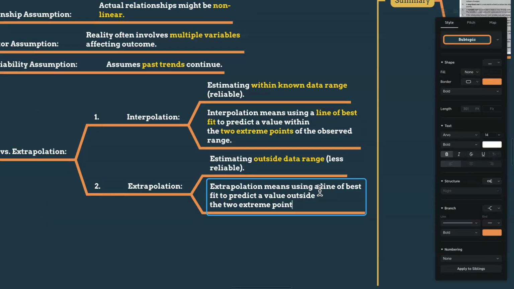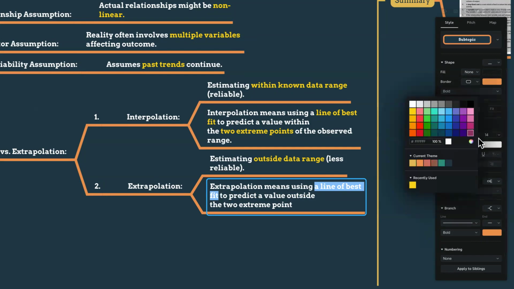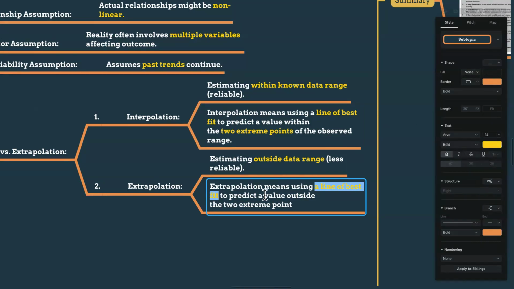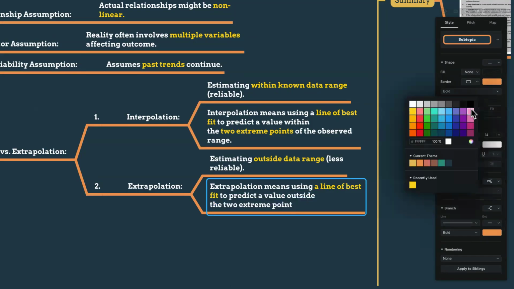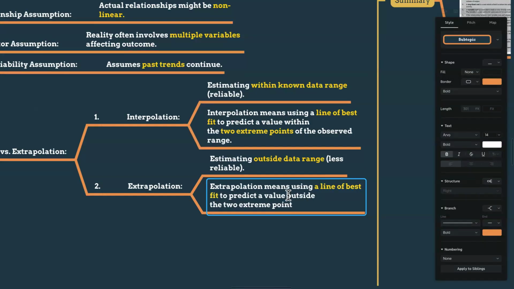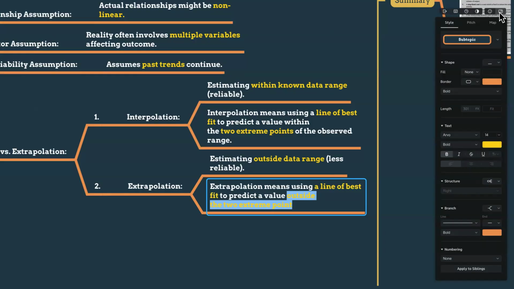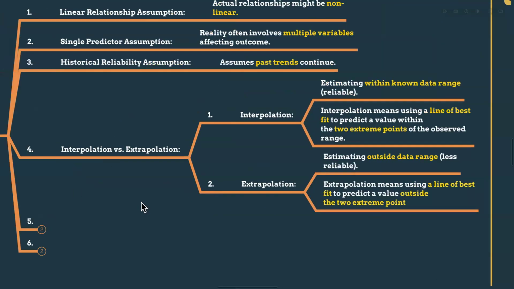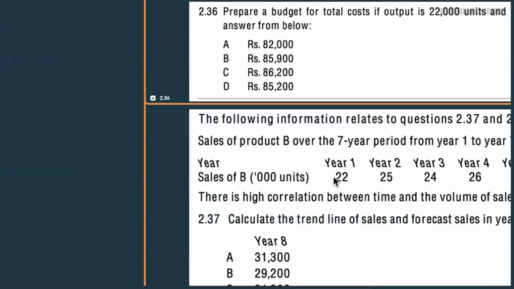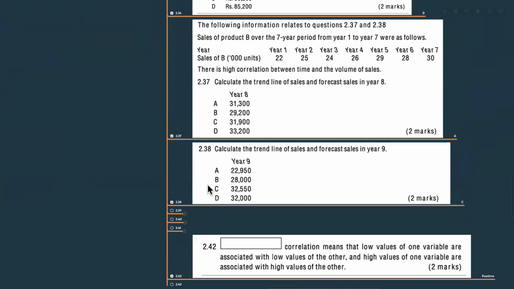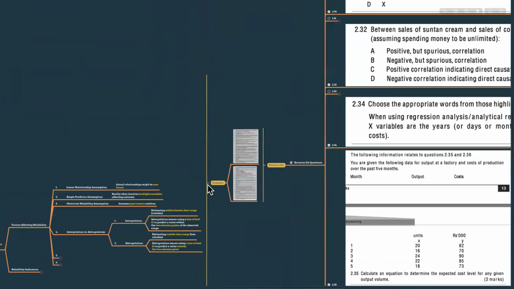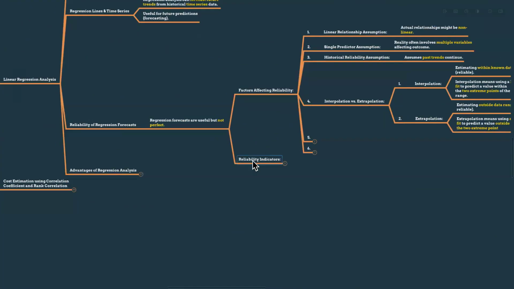So extrapolation means using a line of best fit, that may be a formula, to predict a value outside the two extreme points, the lowest and highest values. That is extrapolation, right? So you have to know these theory areas to do some sorts of questions. And there is a question about interpolation and extrapolation, but I don't know where it is. So when it comes, we will discuss that, right?